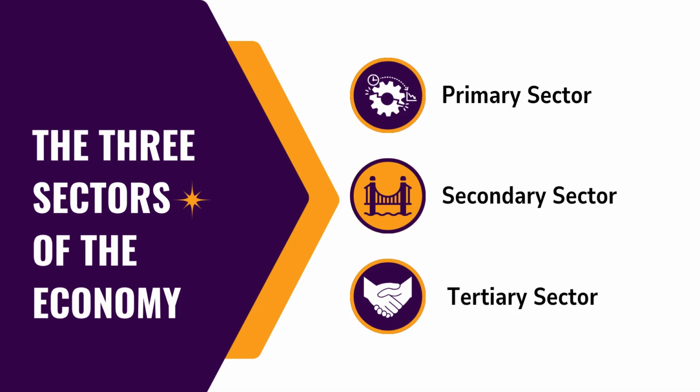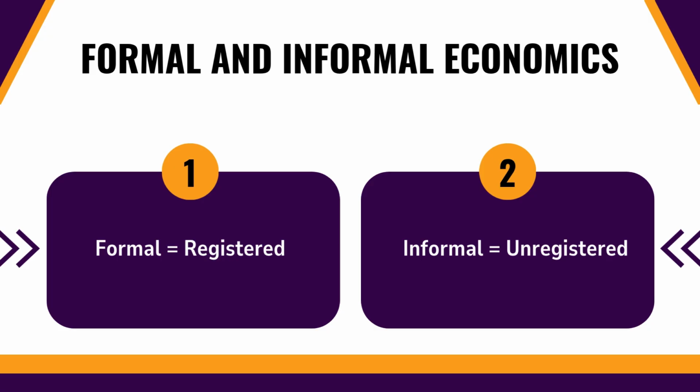The primary sector uses natural resources, like farming, mining, and fishing. The secondary sector takes those raw materials and turns them into finished products, like bread made from wheat or bricks made from clay. The tertiary sector provides services like transport, education, and retail. Each sector depends on the others to keep the economy working smoothly.